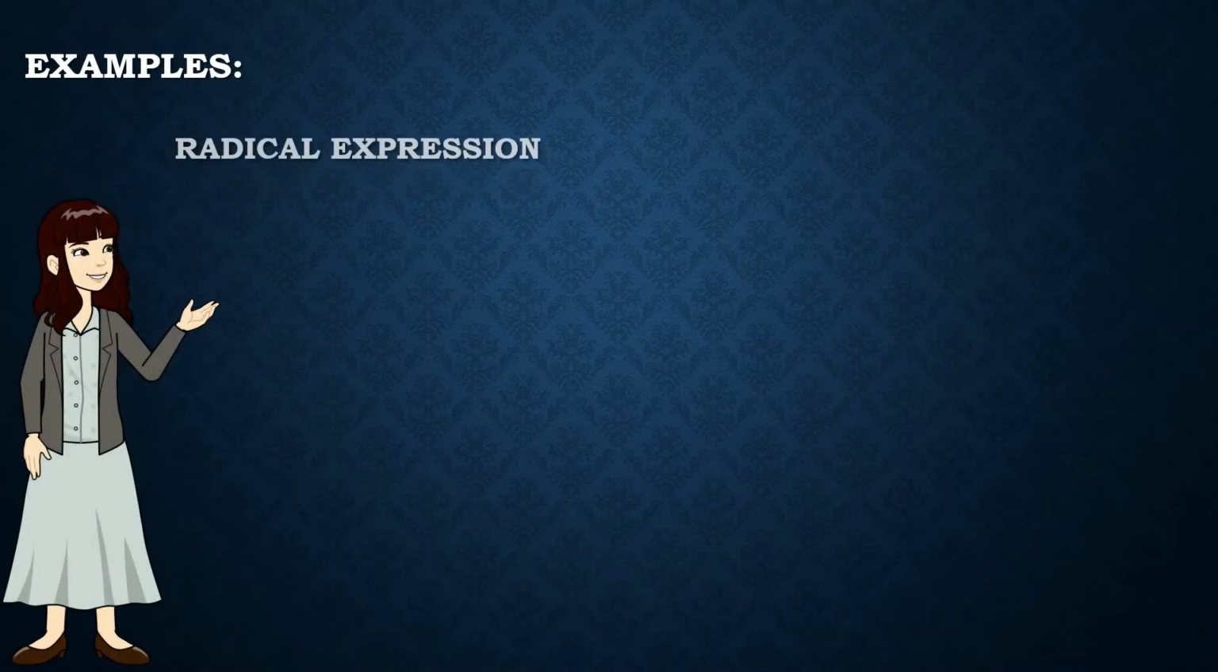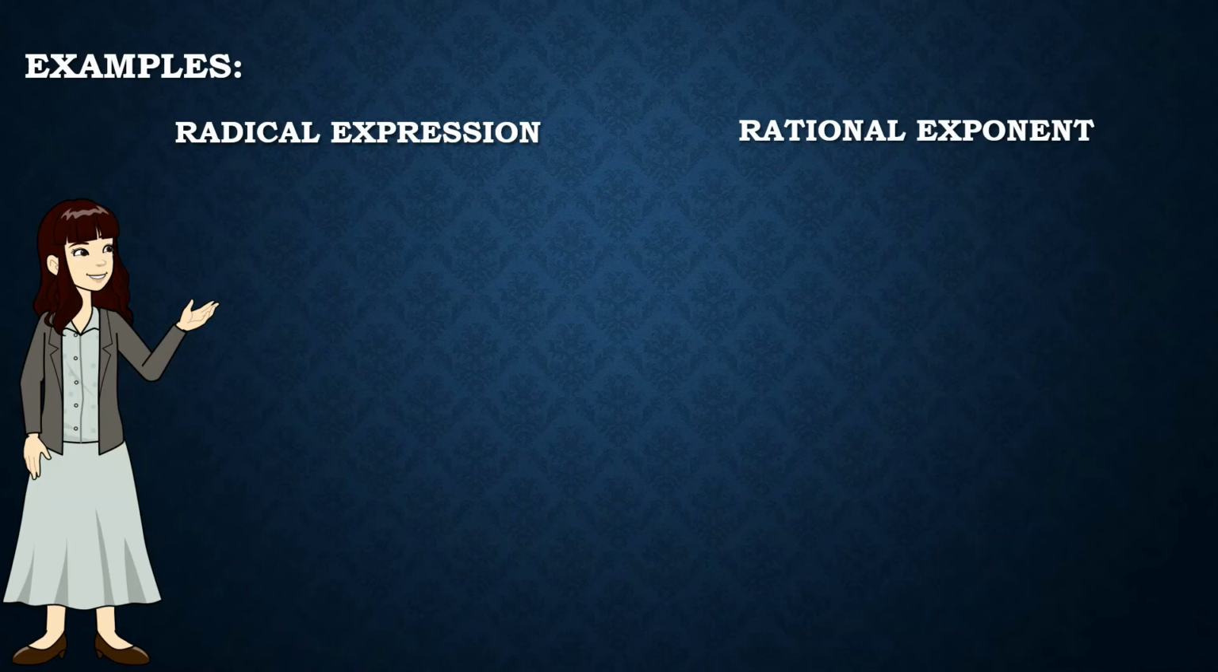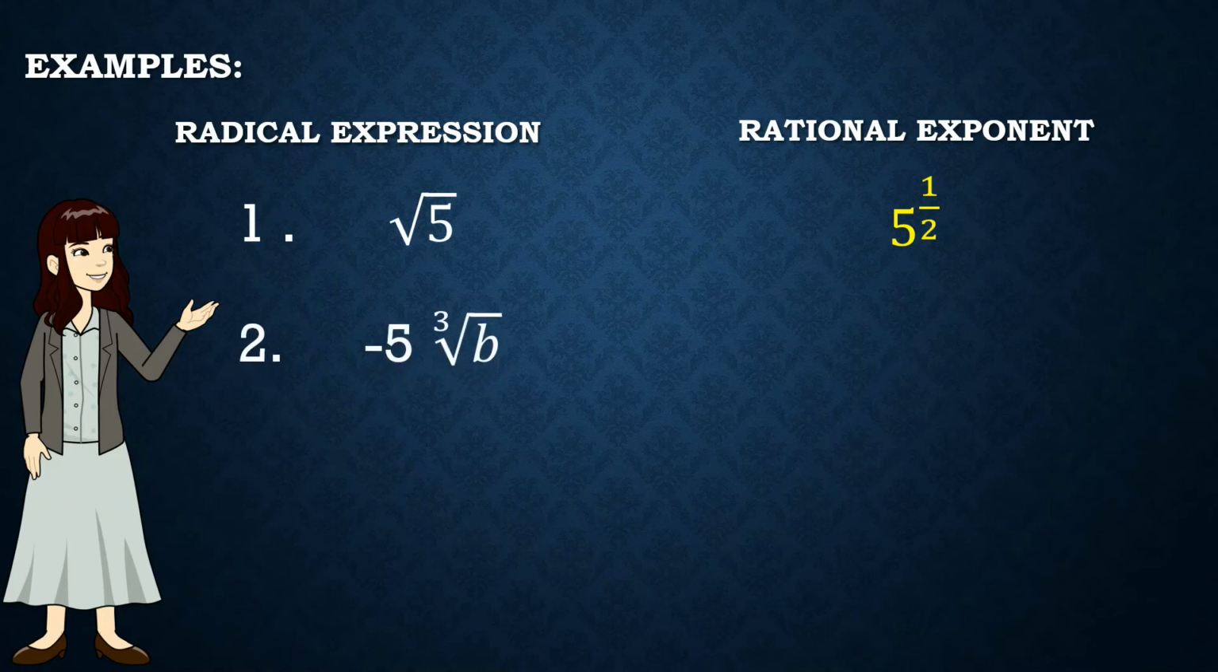So now, examples of how we write a radical expression as a rational exponent. Number 1, square root of 5. We write that as 5 raised to 1 half. Number 2, negative 5 cube root of b. In rational form, we have negative 5b raised to 1/3.